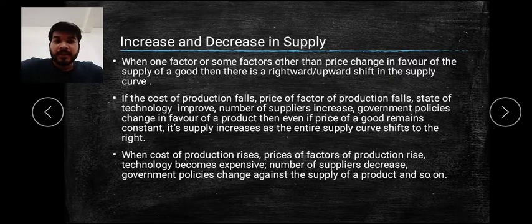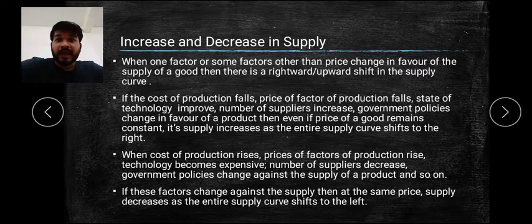So we say here that when technology is expensive, the suppliers decrease. Suppose the fourth factor, government policies, are against the supply of any product. That time all this becomes a very limited factor for the supplier to sell or produce more. These changes are against the supply, and at the same price the supply is decreasing. Earlier at the same price the entire supply was increasing and moving to the right. Now, opposite of it, the factors are against the supply, and at the same price the supply curve shifts towards where?